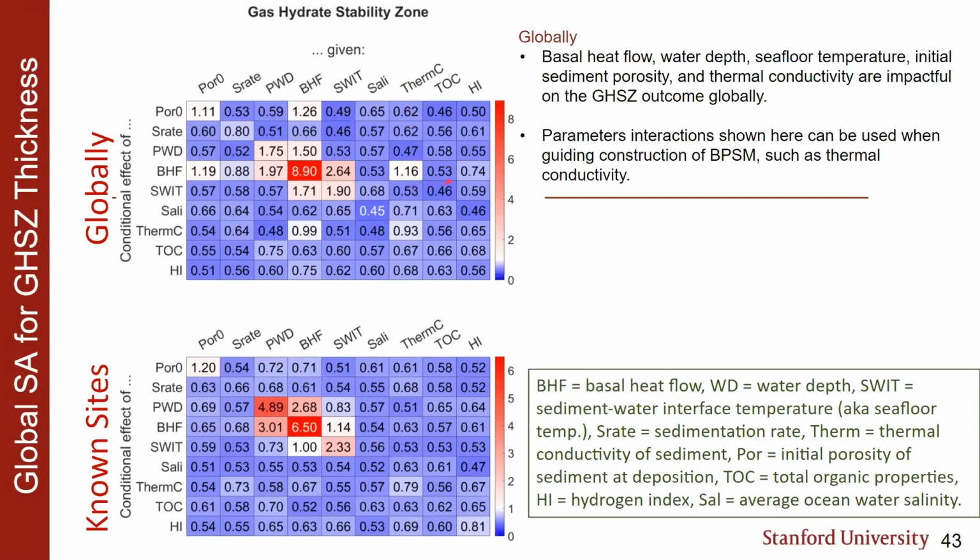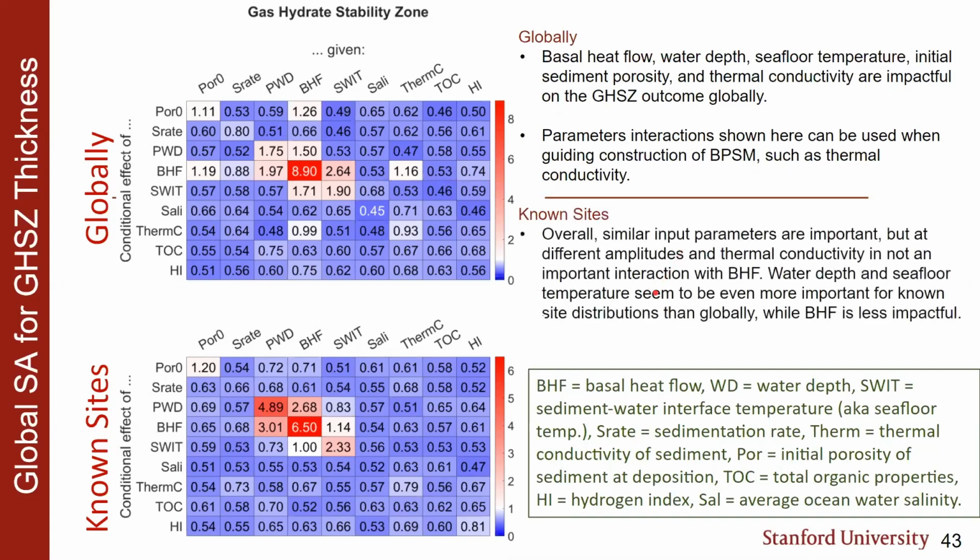On the other hand, if you look at TOC or organic properties, compared to the basal heat flow or plotted against it, it's not sensitive. So what this means is that the basal heat flow will result in a certain output no matter what the total organic carbon input is.